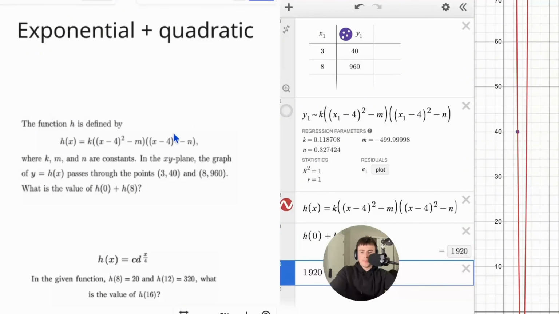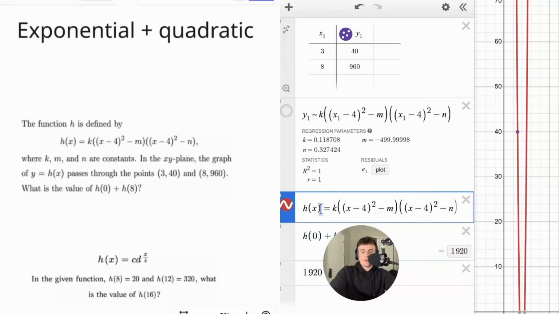Now, just to recap, we put the points into a table because we're given a bunch of points. We change it to the equation given. And then we literally just find k, m, and n, or Desmos does all the work for us. Then we copy the equation, change it to h of x because I want to plug these points in for h, the function h, and then it solves for us.